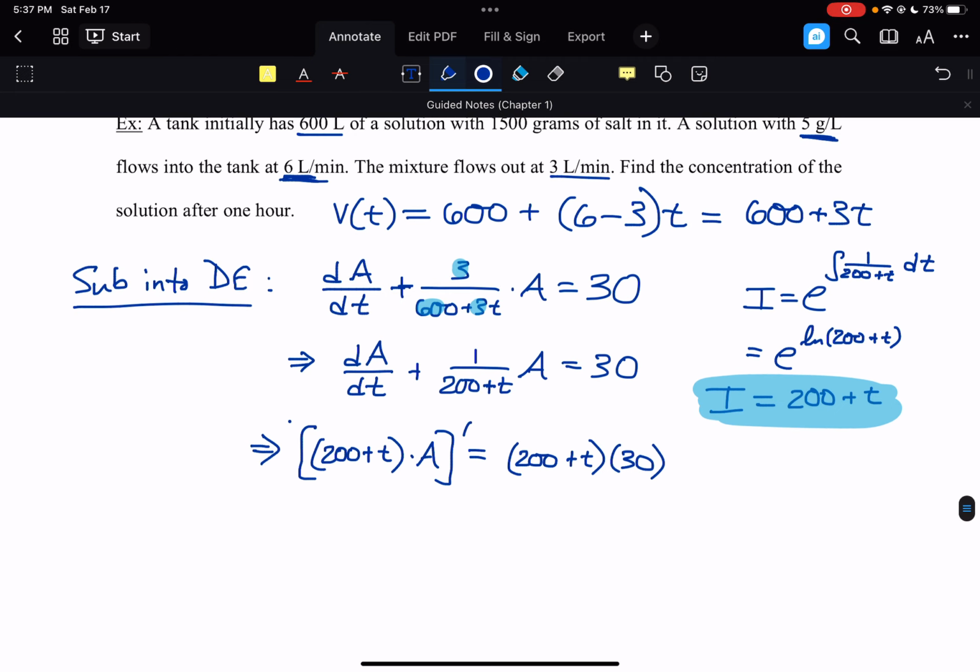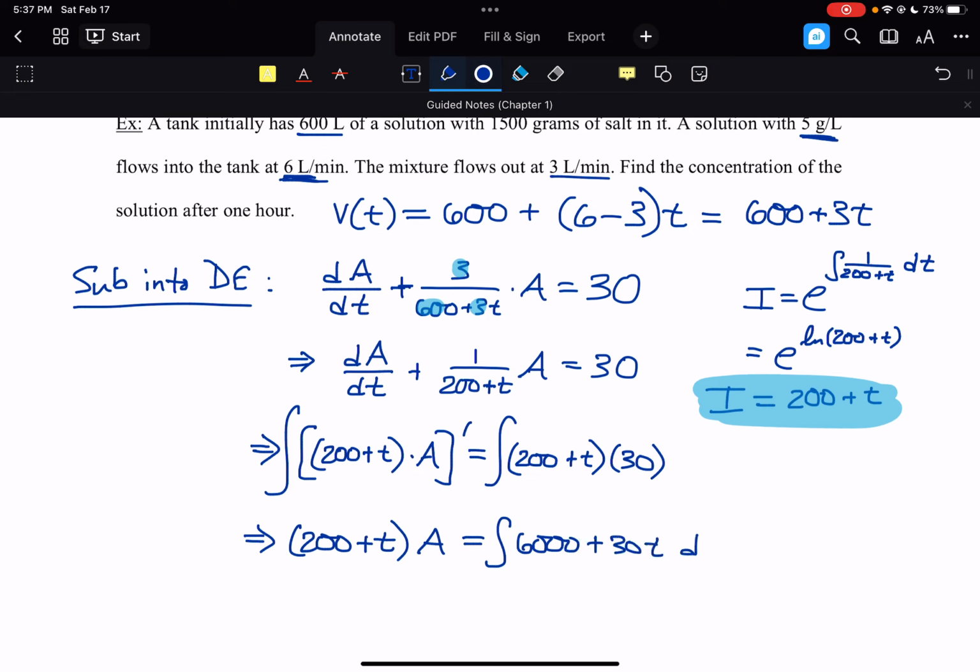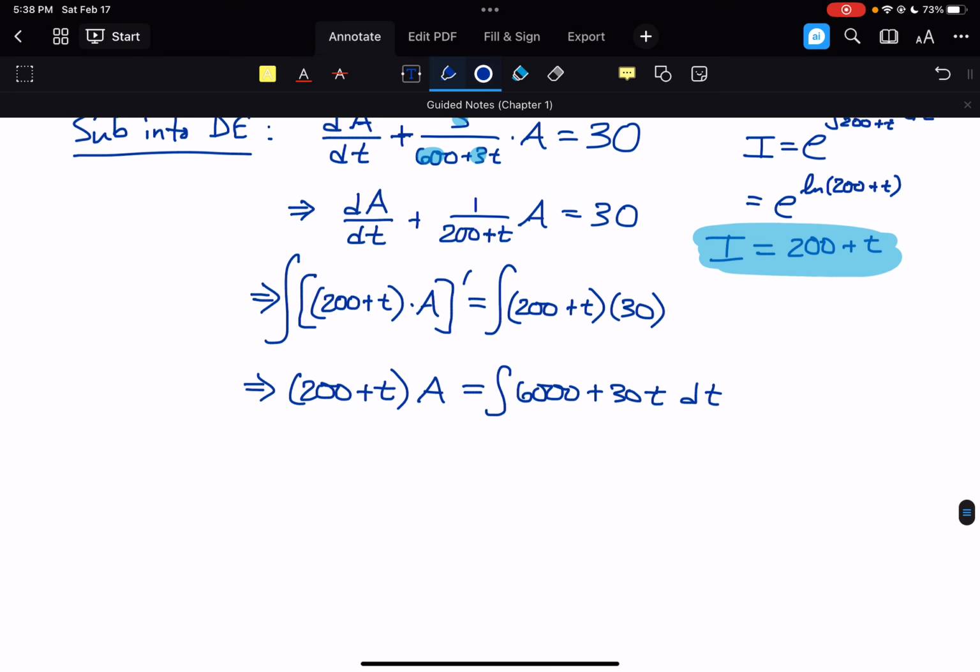So we need to go ahead and integrate both sides of this. As always, on the left-hand side, the integral and the derivative will undo each other. So we'll be left with (200 + t) times A. On the right-hand side, we have the integral of 6,000 + 30t dt. So we can go ahead and take the antiderivative there.